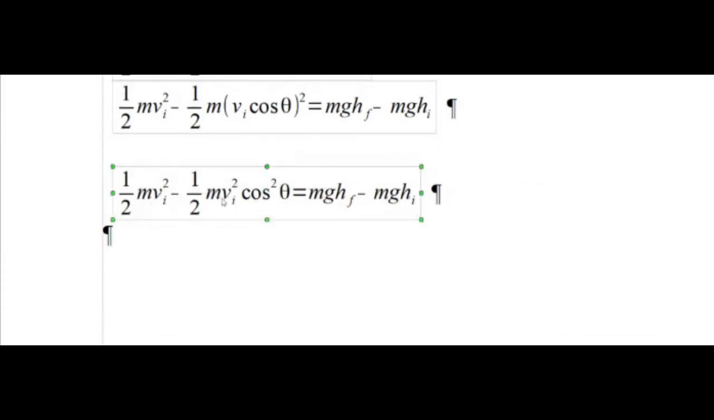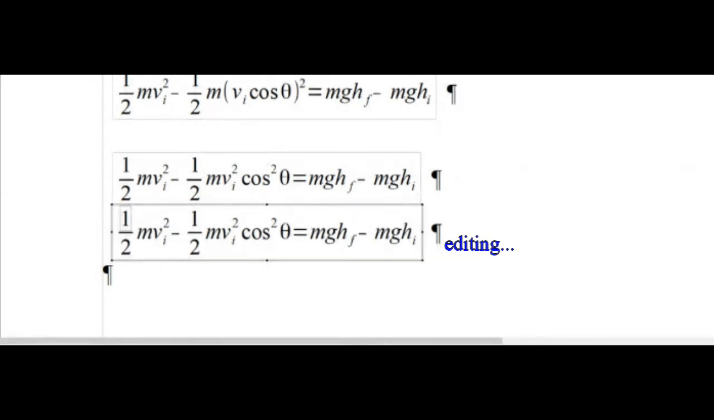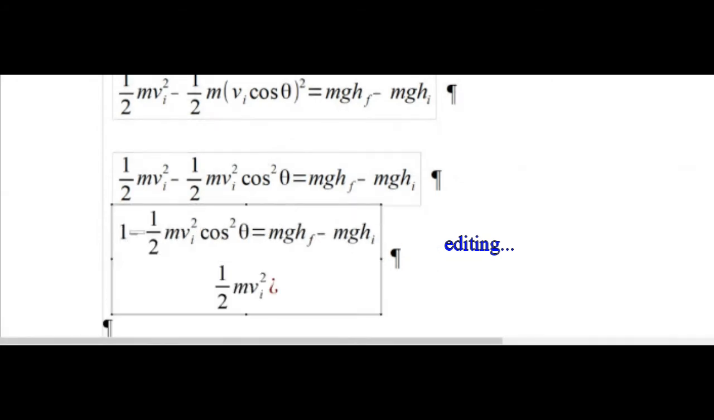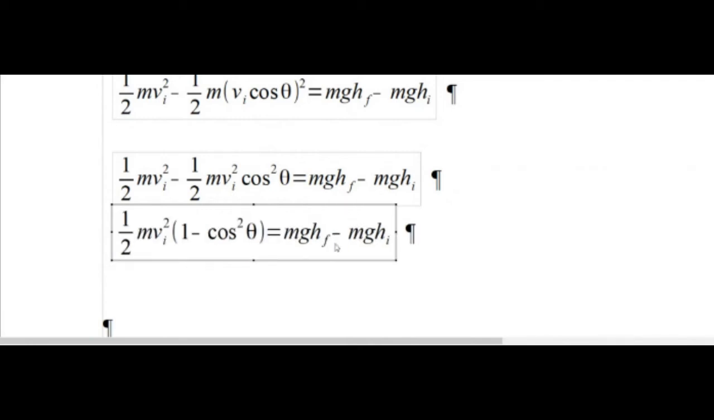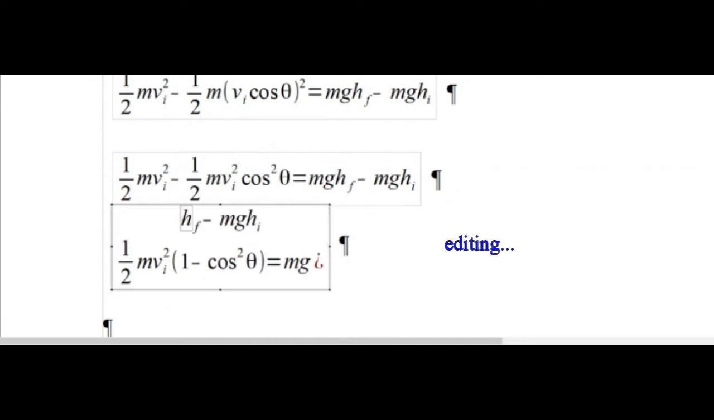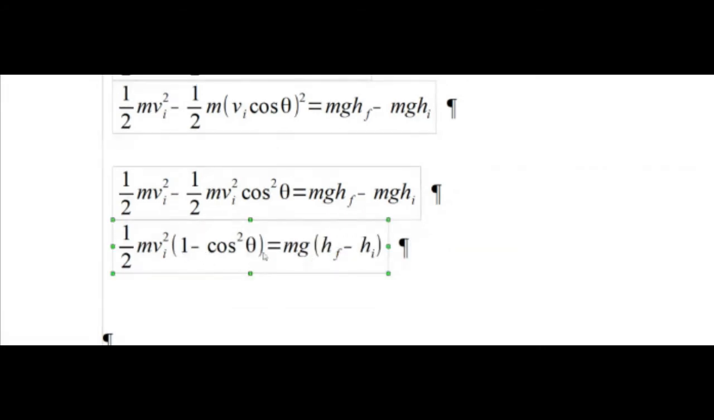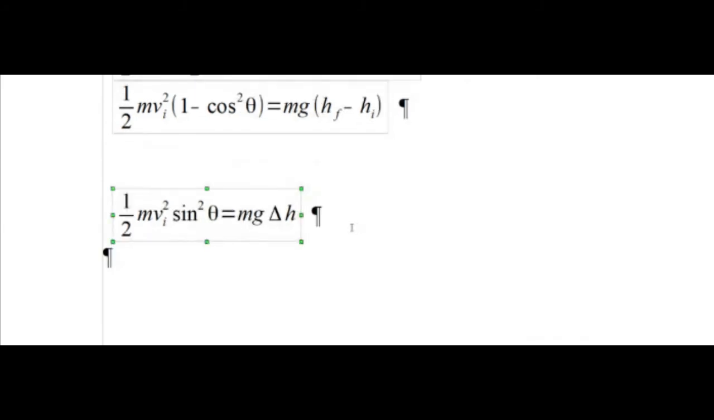So now I have a 1/2 m v i squared common to both terms on the left-hand side. So I'm going to factor that out. And on the right-hand side, I'm going to factor m g out. We have on the left-hand side, that's 1 minus cosine squared theta. That's the same as sine squared theta. And on the right-hand side, h final minus h initial is change in height. All right, so that is the relationship between delta h and sine squared theta.